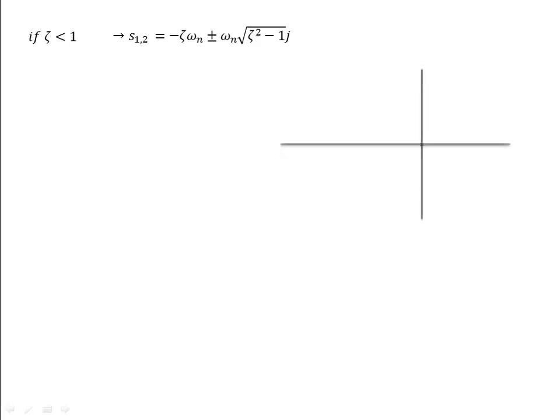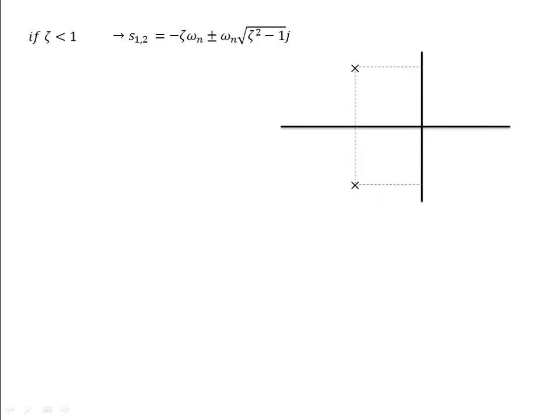If we want to look at the effect of the damping ratio on the location of the poles, first let's look at the underdamped system. For the underdamped system, we have two poles, minus zeta omega n plus minus omega n root zeta squared minus 1 j. Actually, we have two complex poles. So if we show the poles on the complex plane, we have two symmetric poles. The real part of these two poles is the same, which is minus zeta omega n, and the imaginary part of the first pole is plus omega n root zeta squared minus 1, while the imaginary part of the second pole is minus omega n root zeta squared minus 1.